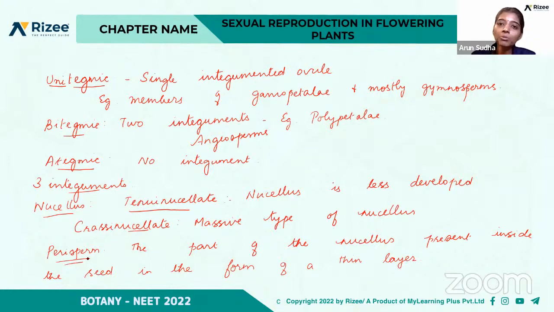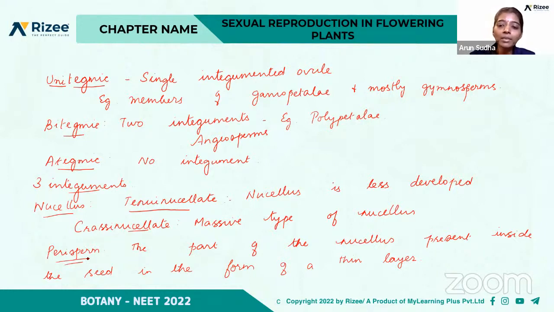But in most cases, the nucellus will be used up, but in some cases, the nucellus will be present inside the seed. After the seed is formed, it will be present inside in the form of a thin layer, that is called the perisperm. Okay, so these are the different types of ovule based on the number of integuments and based on the nucellus that is present. Based on the number of integuments, it is classified into unitegmic, bitegmic, and ategmic. And in some cases, rarely even 3 integuments are present. And based on the type of nucellus, that is tenunucellate and crassinucellate. Tenunucellate is the one in which the nucellus is less developed. In the case of crassinucellate, it is a massive type of nucellus.